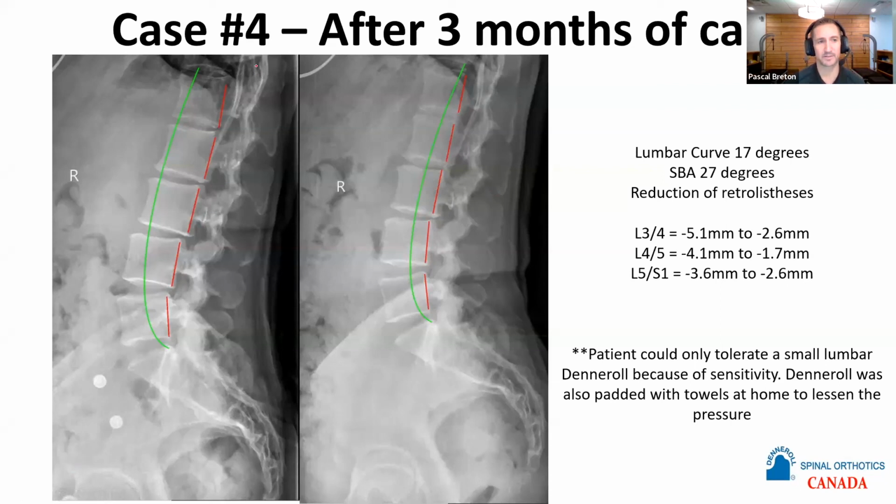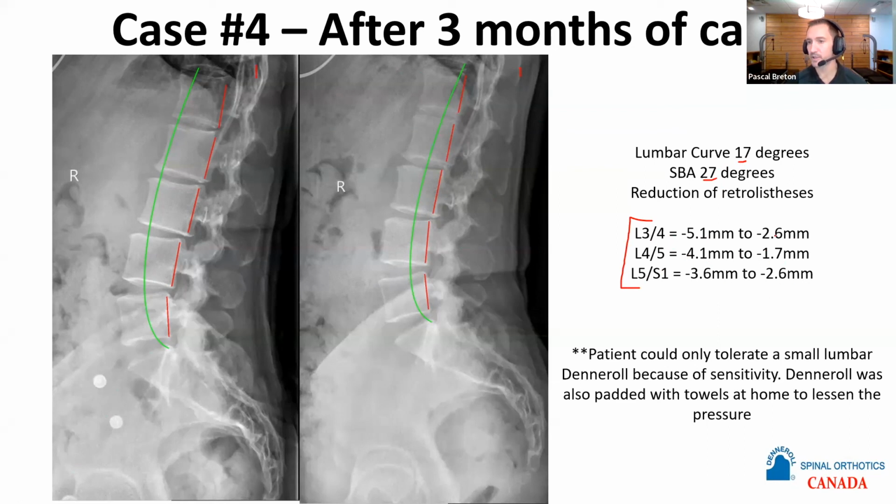Okay. So this is obviously pre, this is post. You see a reduction in that translation, right? So she got some reduction in translation. Her curve increased by 5 degrees. So not a huge amount, but still, it's important. Her sacral base increased by 3 degrees. But where the real change is right here in the stability. So the 5.1 retro went to 2.6, 4.1 to 1.7, and 3.6 to 2.6.